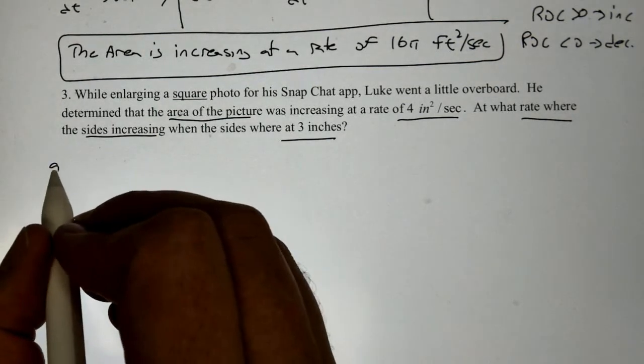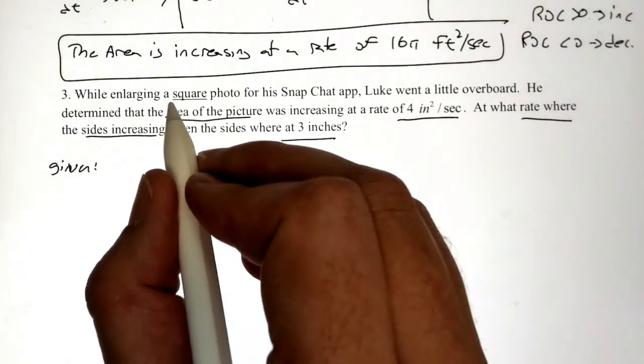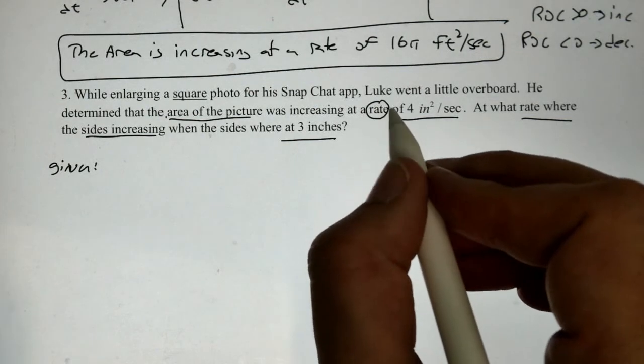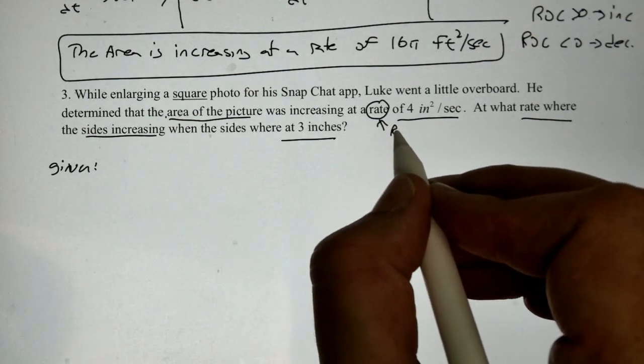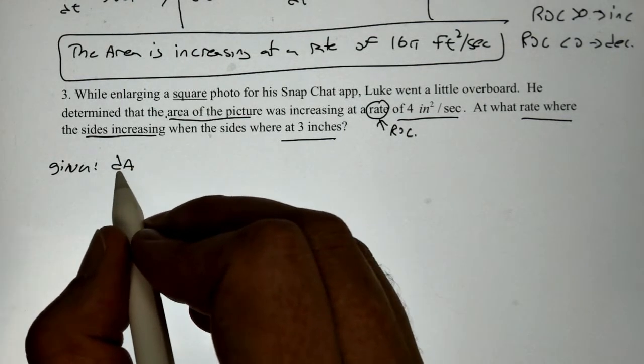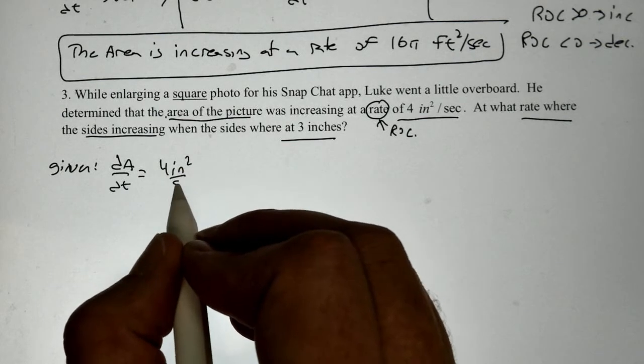So I'm going to list out my givens. In this case, he's telling me the change in area. Now, it doesn't specifically say the change, but they do mention the word rate. And for rate, remember, this is a rate of change. So they're telling me the change in area of the picture, dA/dt, is 4 inches squared per second.